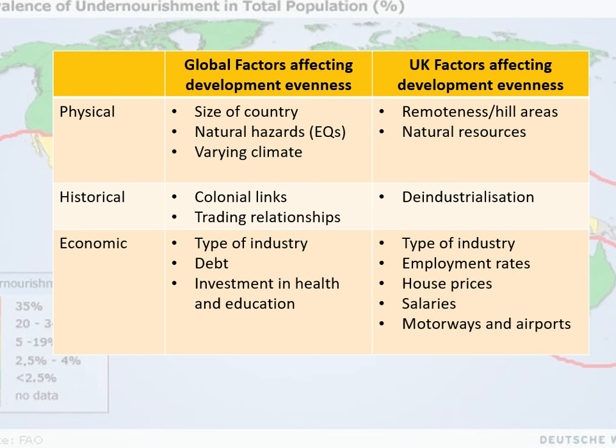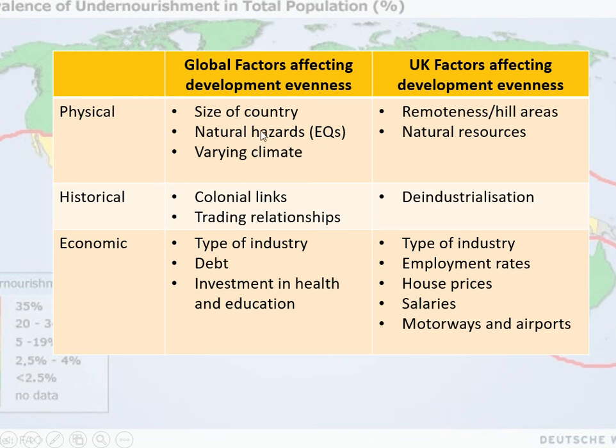We can put the factors that affect uneven development globally into 3 categories: physical, historical, and economic. And those same 3 categories can be used to explain the UK's factors and why the UK isn't evenly developed. So on the left-hand side, global development, this is country by country. Why is the USA more developed than Kenya, for example? Why is one part of the UK, London, more developed than Newcastle or Sunderland, for example? That's the difference in what we're looking at. These are more regional.